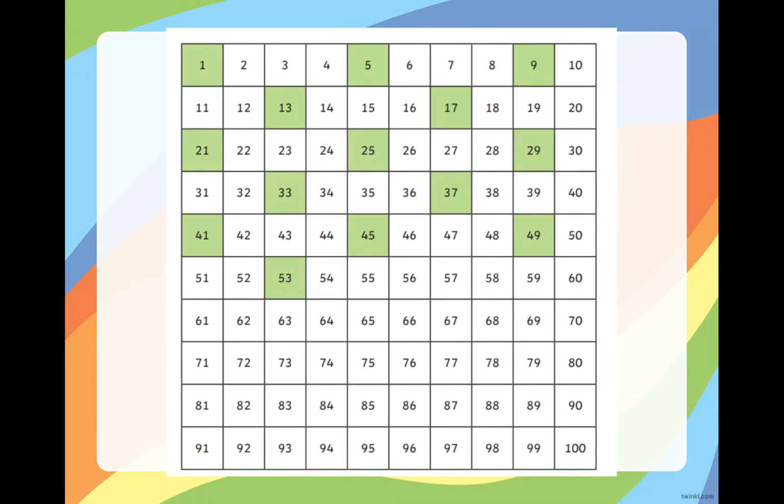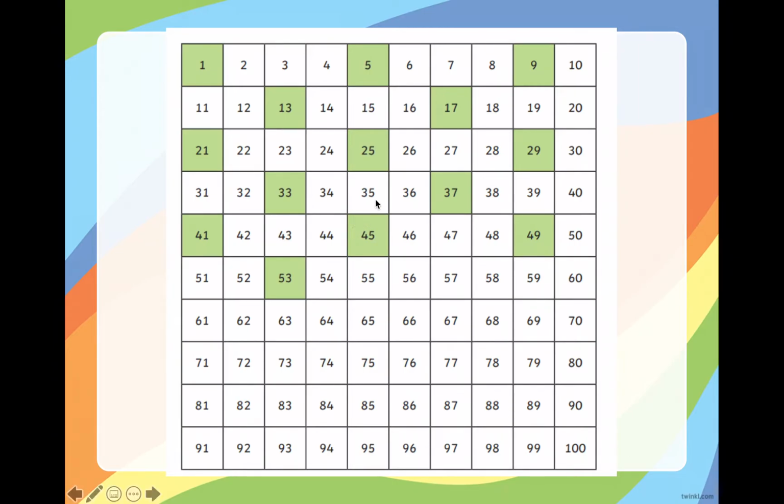Now here there's a pattern where we've coloured in every few squares. What is the pattern that's been coloured in? How many do you jump each time to find the pattern? What's the pattern? 1, 2, 3, 4. 1, 2, 3, 4. It looks to me like every time that we add 4.